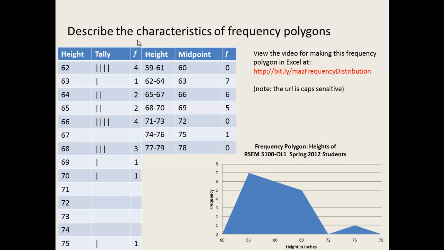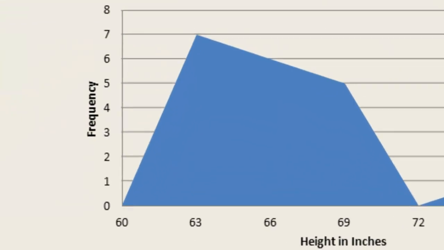For example, the data point for the bin 62 to 64 is at a height of 7. The next class, for heights 65 through 67, has a height of 6 because there were 6 people with reported heights from 62 to 64.